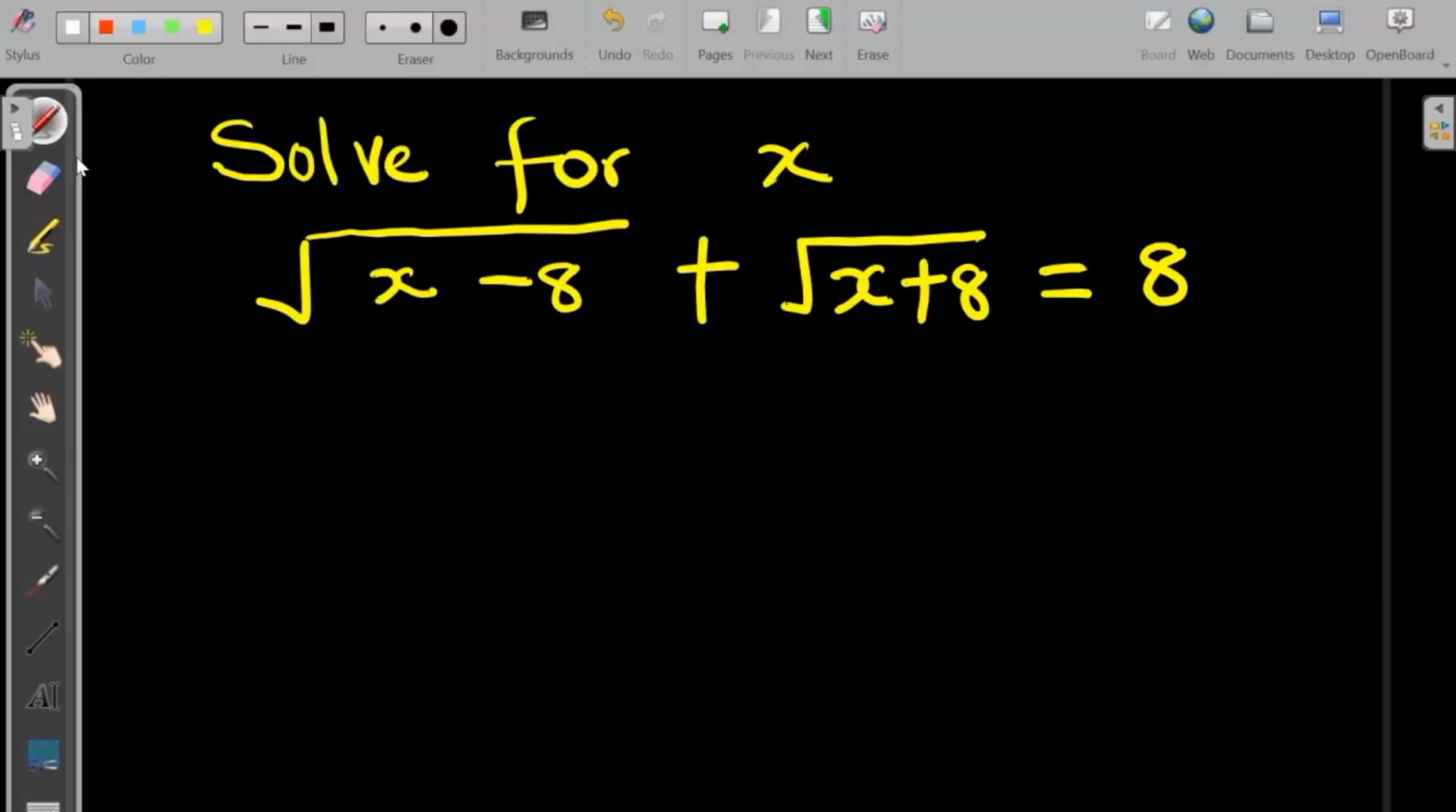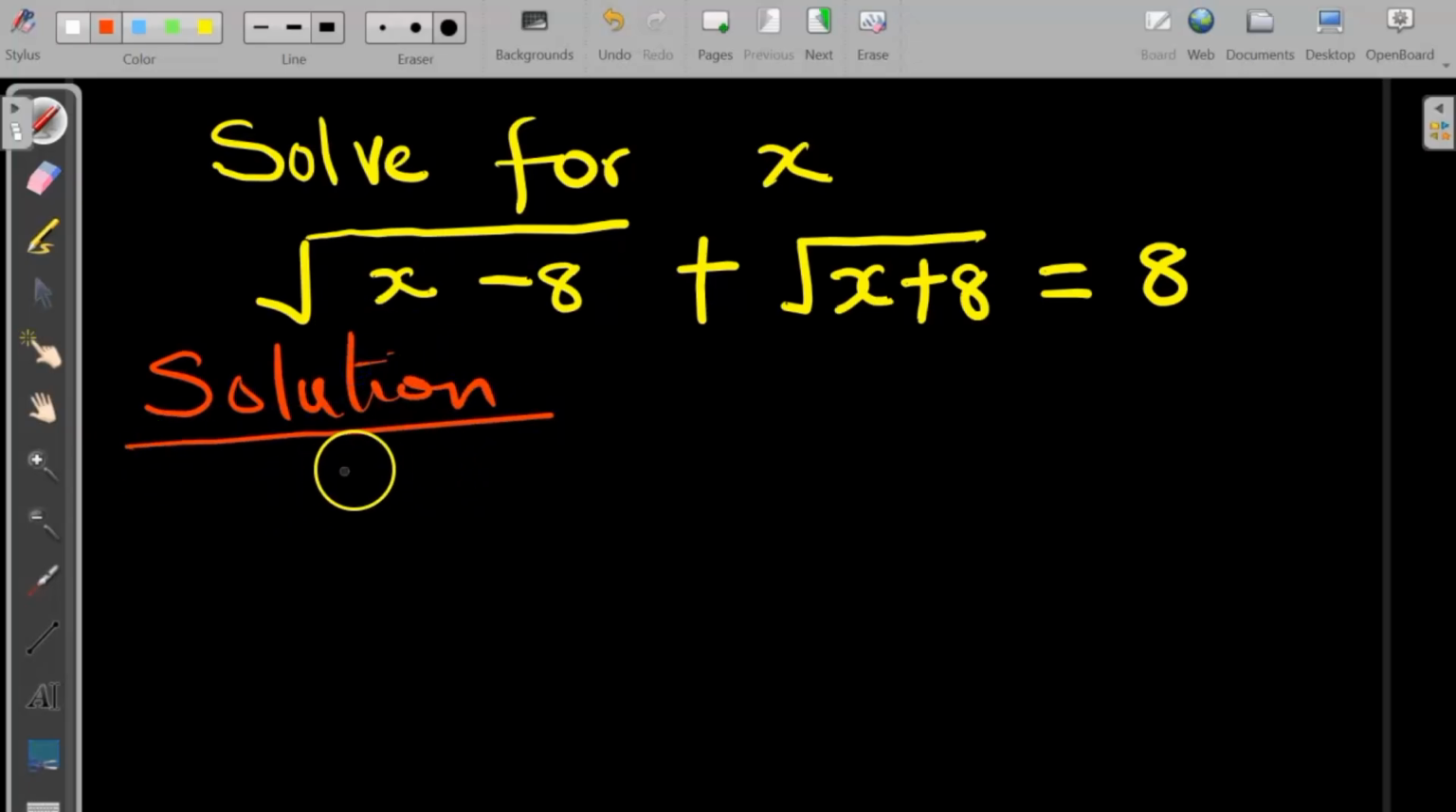Solve for x. Root x minus 8 plus root x plus 8 is equal to 8. How do we solve this problem? I'm going to show you step by step. Ensure you follow this video till the very end.